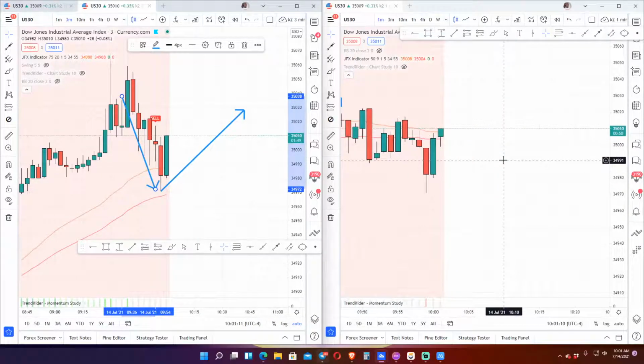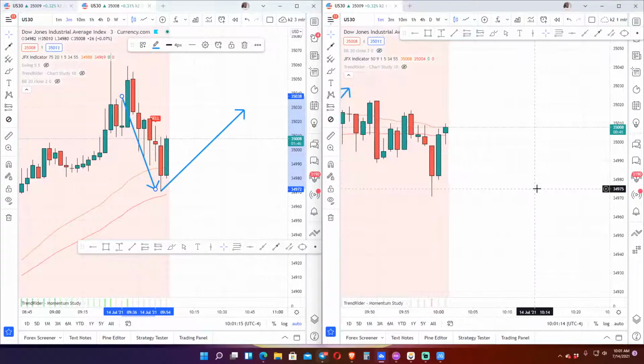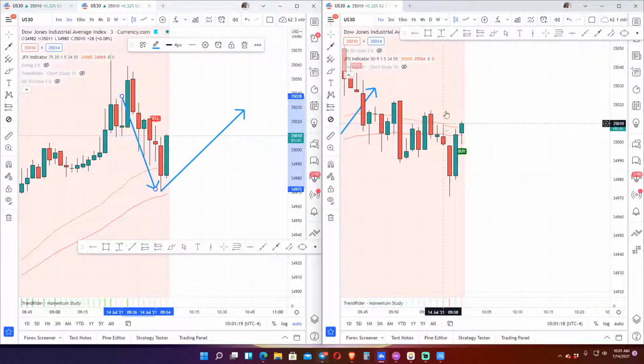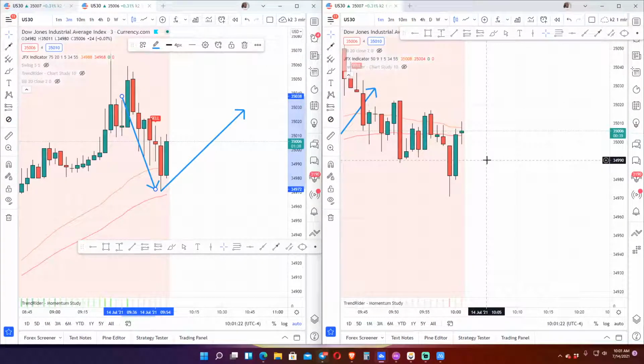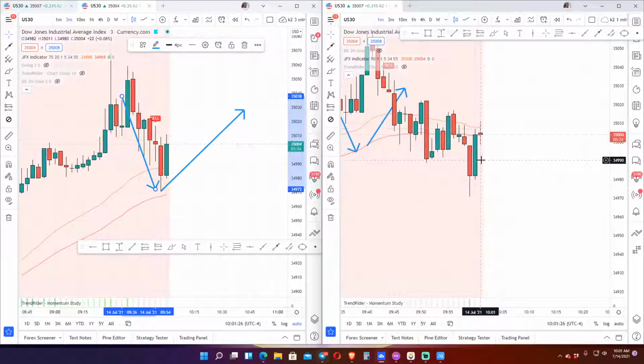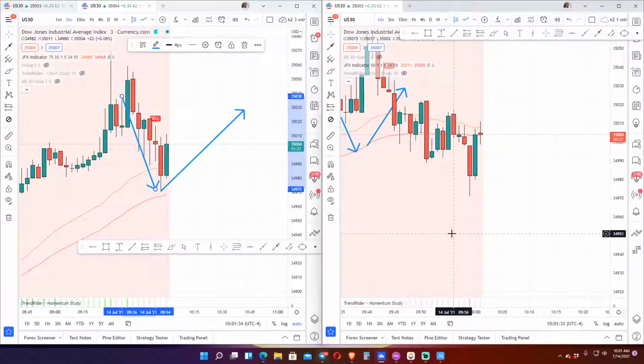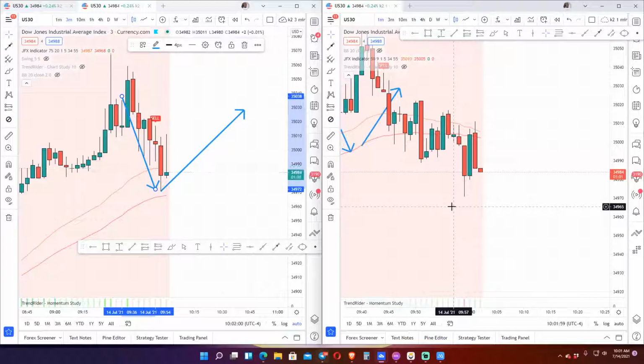Alright, if this candle closes, well, I don't think it's ready yet. We got that huge wick to the bottom.